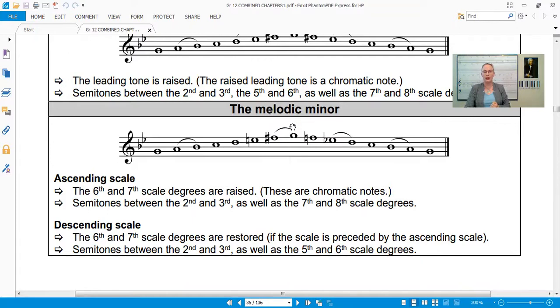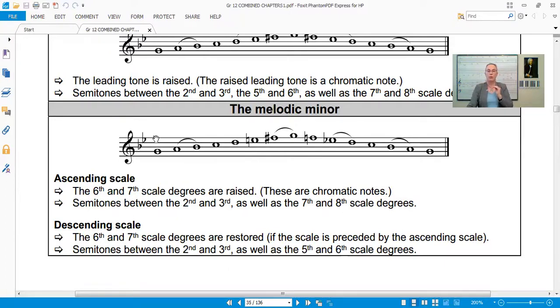Now in the descending scale, you have to teach them, you restore the 7th and the 6th scale degree to the natural form. That means the F sharp returns to being F natural, and the E natural restores to E flat. Very important that you use the correct terminology there.